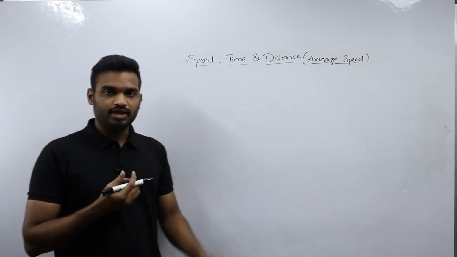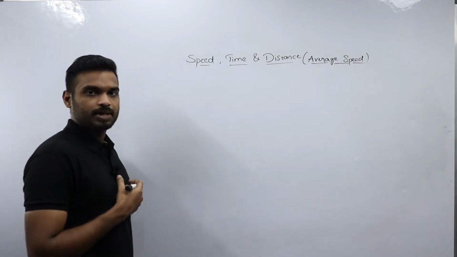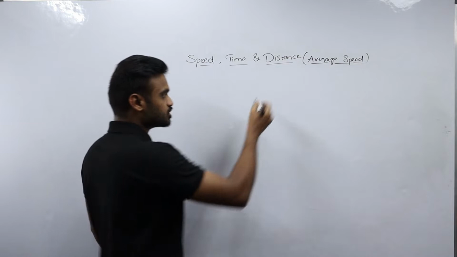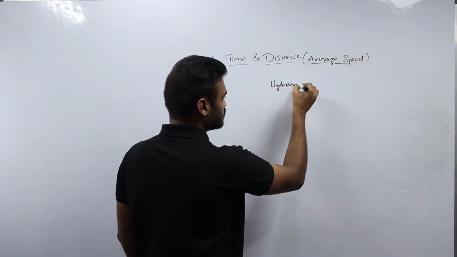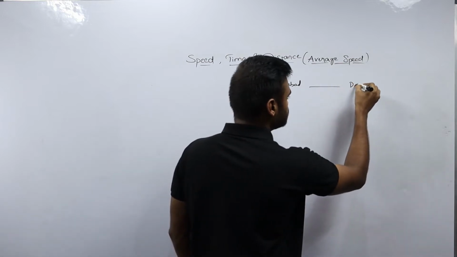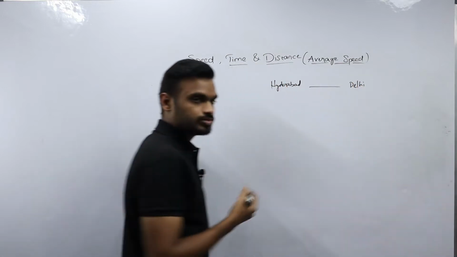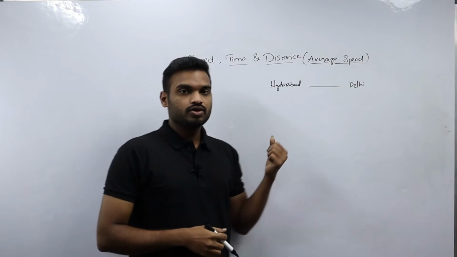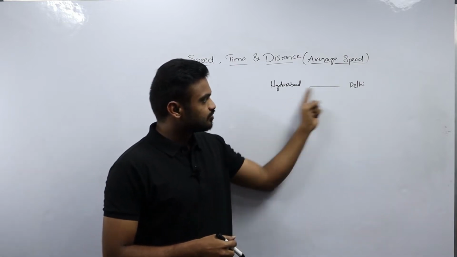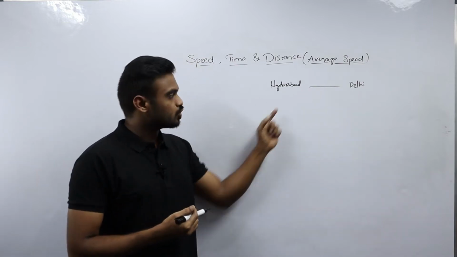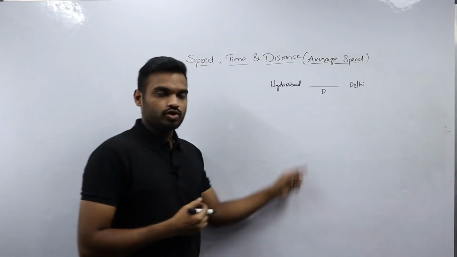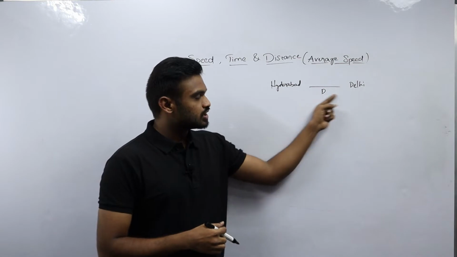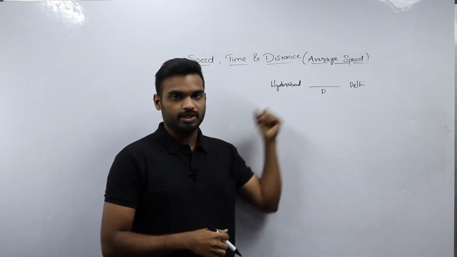Now let's take one example. Suppose I am travelling from Hyderabad to Delhi. I don't know the exact distance between Hyderabad and Delhi, so I am assuming the total distance as d kilometers.